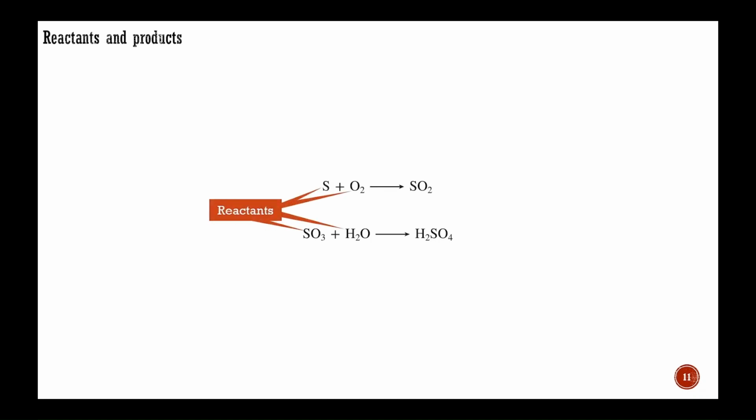Reactants are substances that are consumed during the course of a chemical reaction. Each species that appears to the right of the arrow is called a product. Products are the substances formed during the course of a chemical reaction.